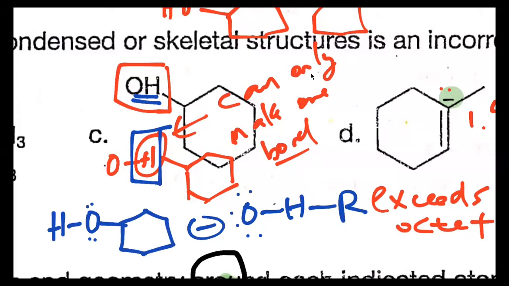Oh, because you can only have one bond. You can only make one bond to hydrogen. But the way it's written is showing it as if it has two bonds to hydrogen, one to the ring and one to oxygen. Oh, okay, yeah. I get it. Thank you.